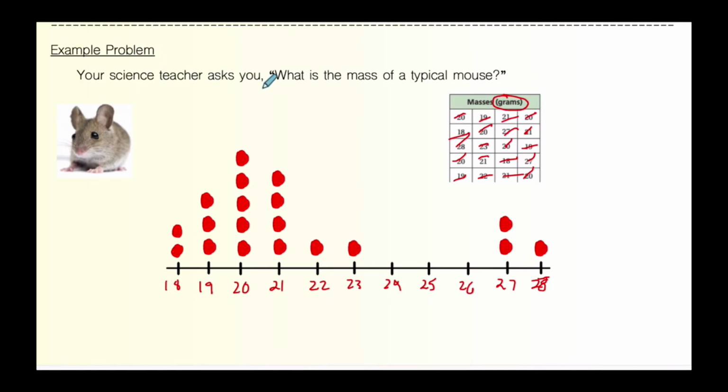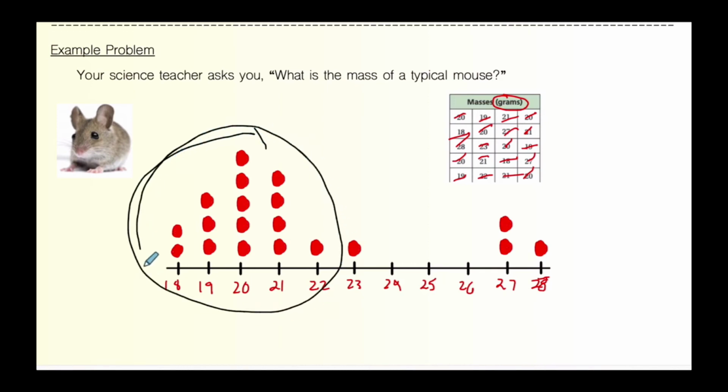Let's go back to the question first. What is the mass of a typical mouse? So to answer that, I want to see where most of the data is located, and I can clearly see most of my data is located in this area right here, right?